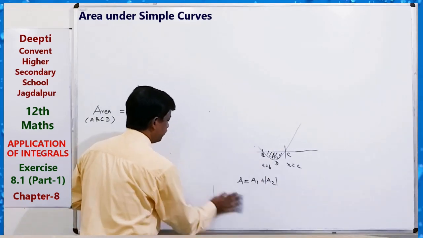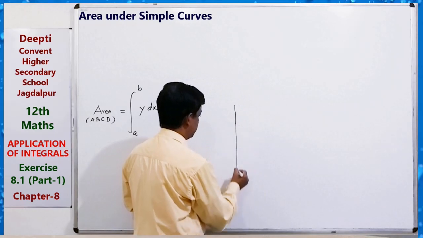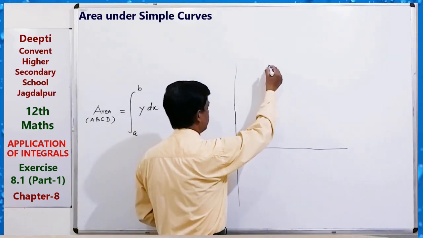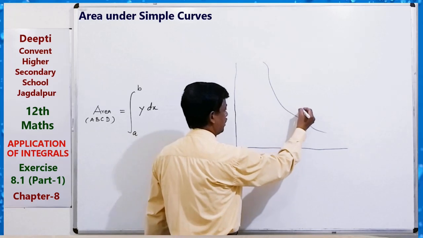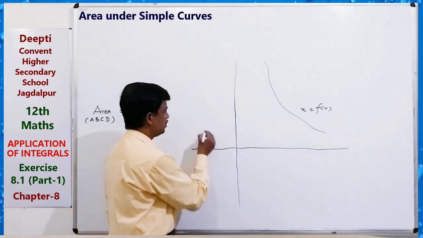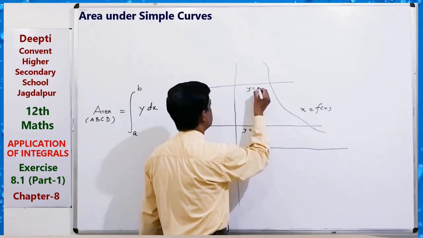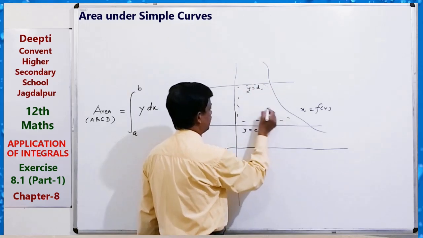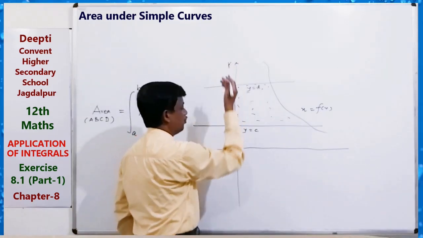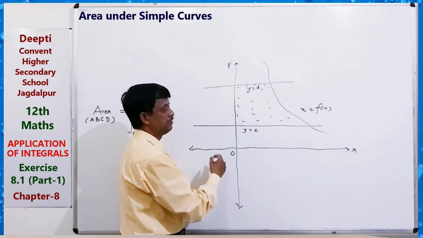If we have an equation of this type of diagram, suppose this is the curve and it can be written as x equals a function of y, a relation between x and y. So this is the line y equals c, this is the line y equals d. Then this part is the area under the curve. This is the y-axis, this is the x-axis, origin. So here x equals f(y).